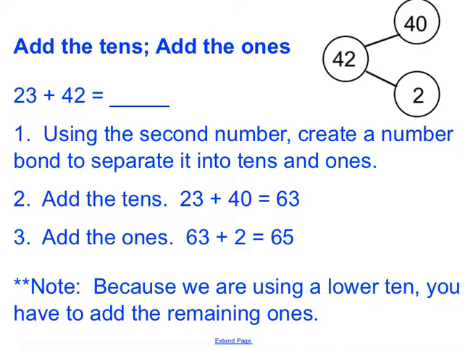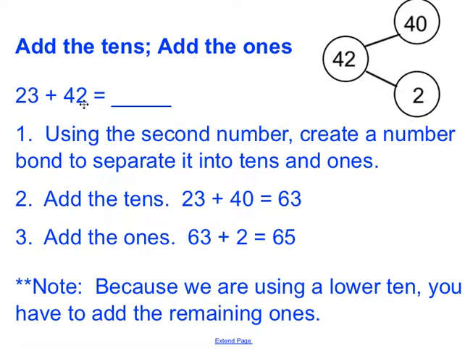When we begin with add the tens, add the ones, we look at our digits. Here we have a 3 plus a 2. 3 plus 2 is 5. There's no regrouping, so that's why I choose this strategy: add the tens, add the ones. What we're going to do is usually take the second number and put that into a number bond and break it into the tens and the ones. 40 plus 2 equals 42.